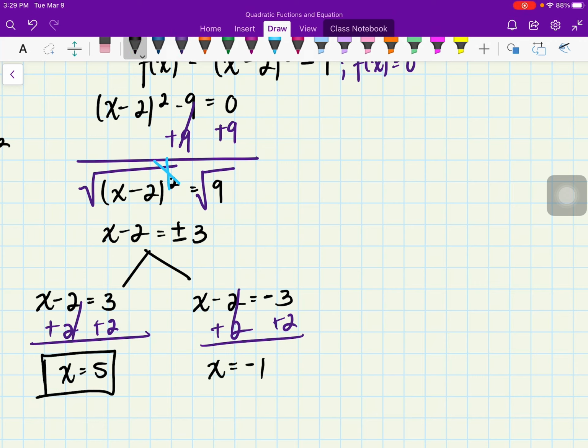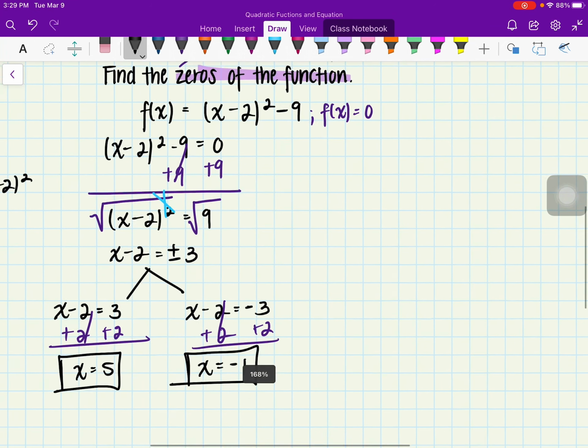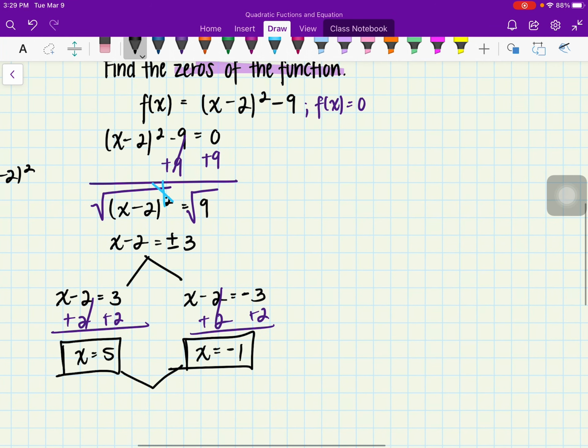And this here, guys, is our final answer. Final answer. And once again, these represent our x-intercepts. So if we were to graph these, it would be at (5, 0) and (-1, 0).